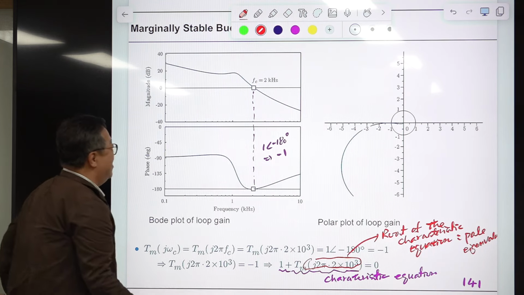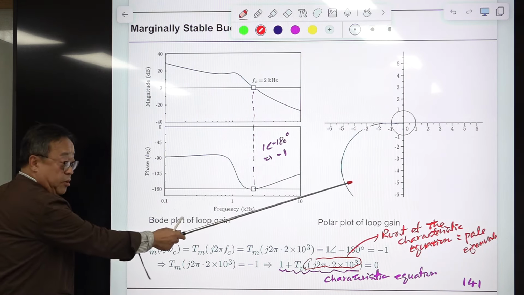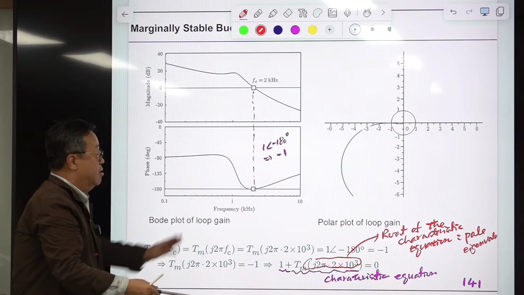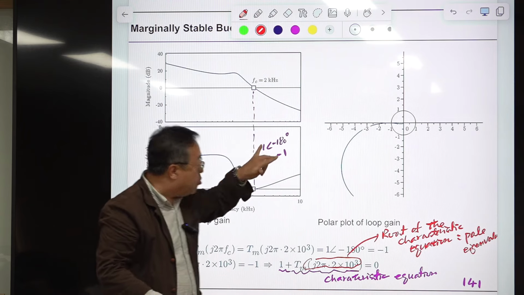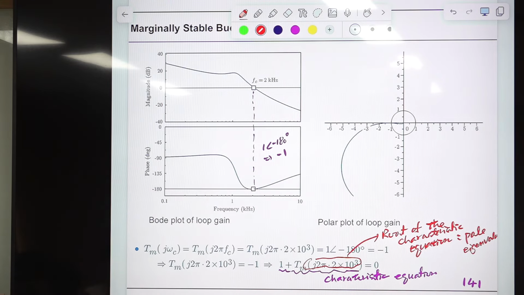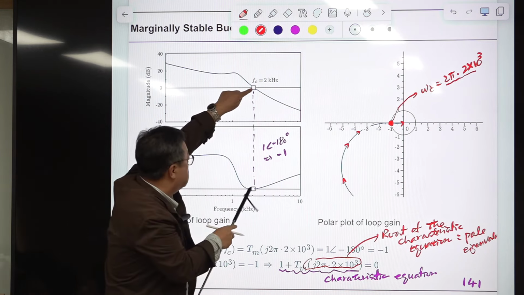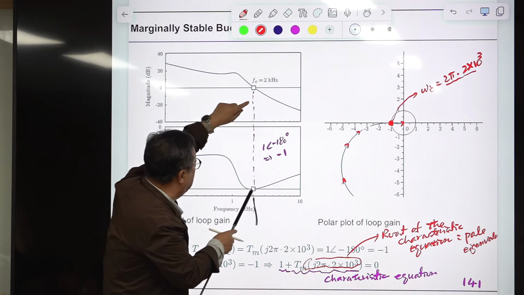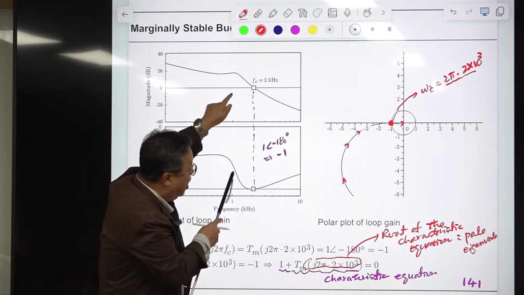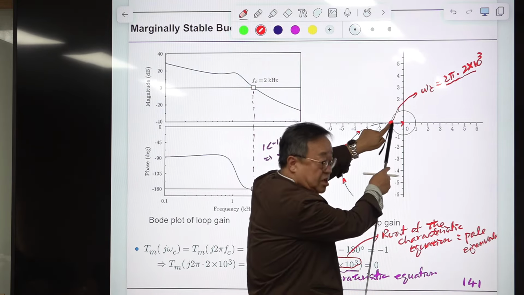I forgot to mention this: this is the Bode plot, and this is the polar plot. The same thing, but I use the same data and plot it in polar plot format. It starts from here, goes here, and goes to the origin, and it passes this critical point. This frequency, omega c, is 2 pi times 2 times 10 to the 3. At this frequency, the phase becomes minus 180 and the magnitude becomes 1. It's the same as the polar plot passing through the critical point minus 1, 0.